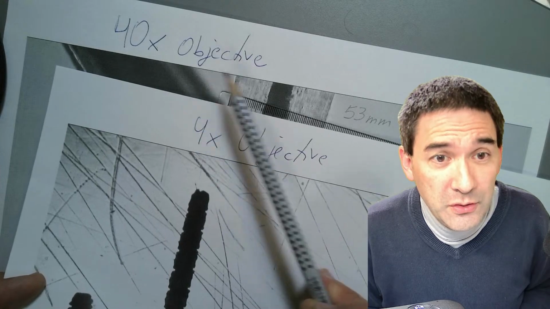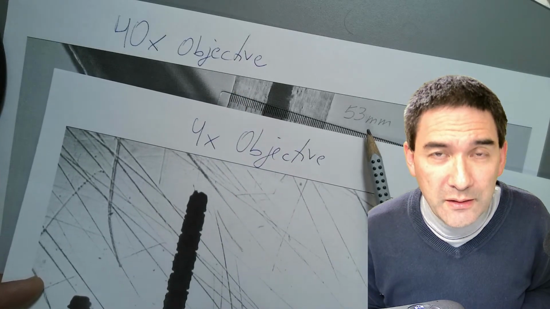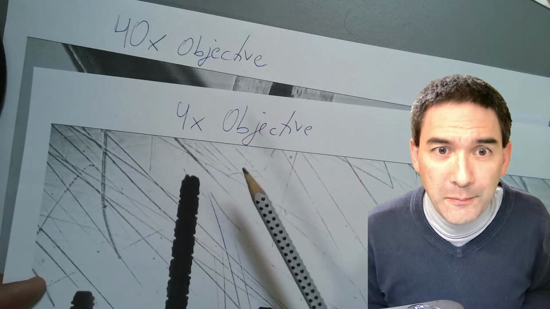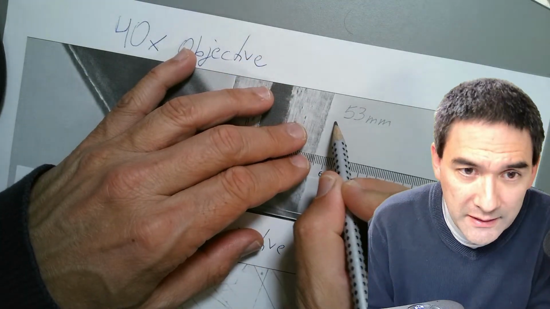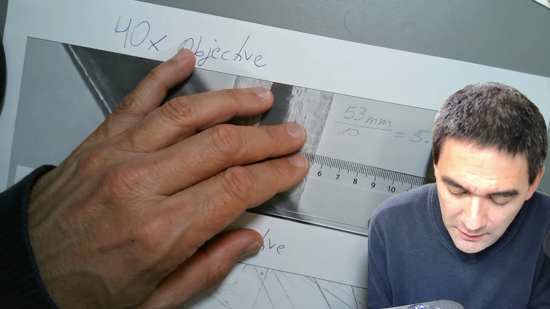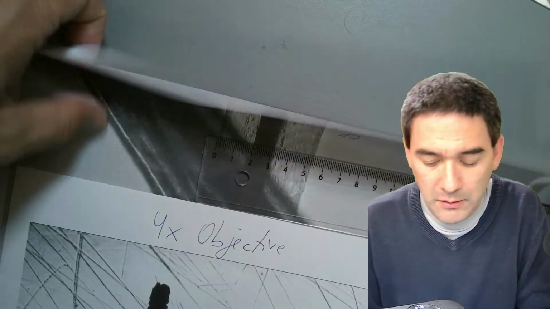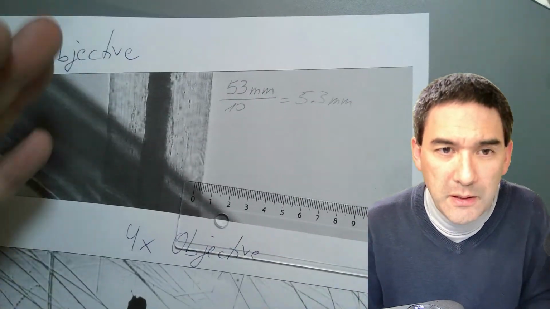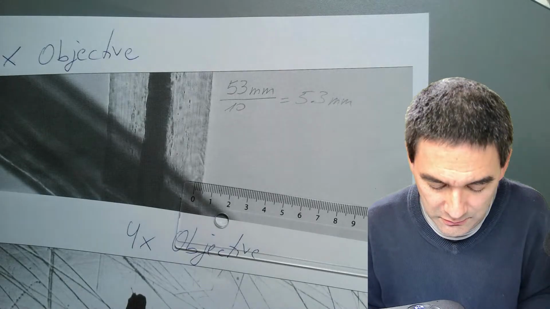So what I have to do is divide the 53 millimeters by 10, so that the two pictures can be compared. The 53 millimeters, I divide this by 10. So I have then 5.3 millimeters. You cannot see it, okay? This would be the value that I'm using for doing the math, right?